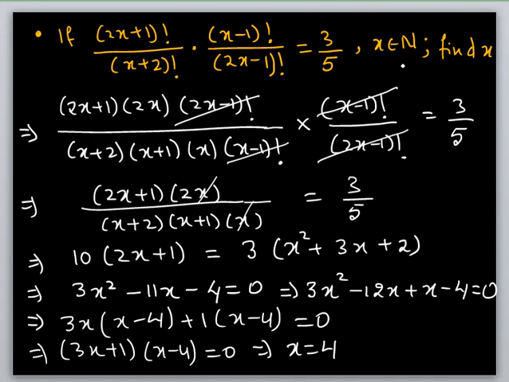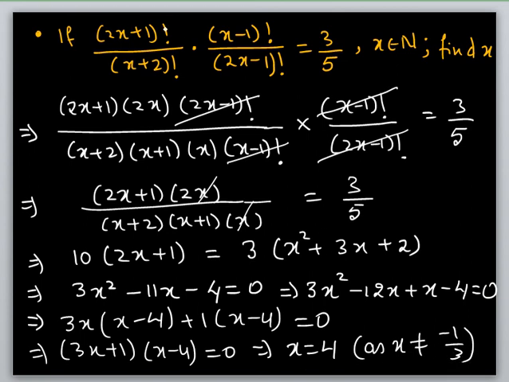So we get back to the given conditions. It says x belongs to N. So the other value of x which was obtained cannot be taken. So x is 4, as x cannot be equal to minus 1 by 3. So what is the possible value of x here?